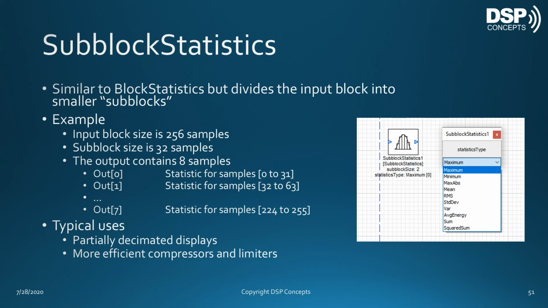It's similar to block statistics, but it divides the input into smaller subblocks. For example, suppose you have an input block size of 256 samples. If you use block statistics, it's going to compute that statistic over all 256 samples. What you could do with subblock statistics is specify the subblock size to be 32 samples. It'll then take groups of 32 samples of the input signal, compute the statistics, and output one sample for each 32 samples. So it's effectively decimating by 32 in this case, and then your output wire is going to have a total of 8 samples.